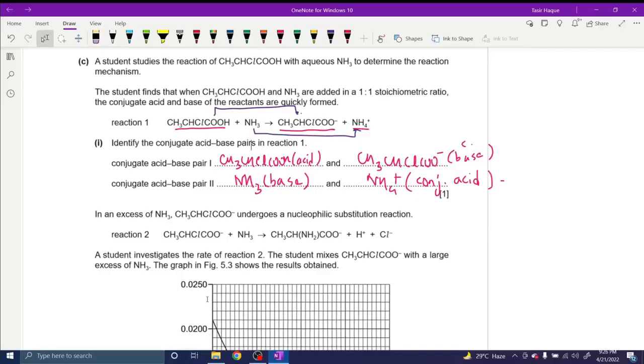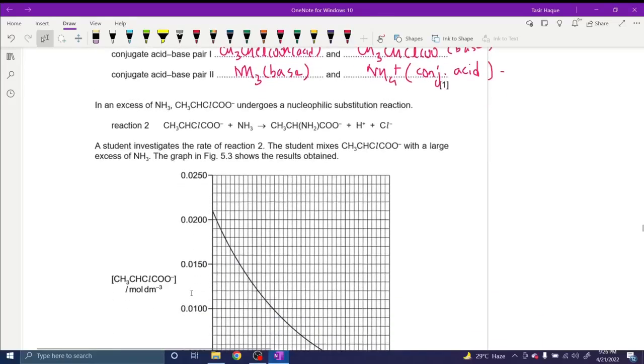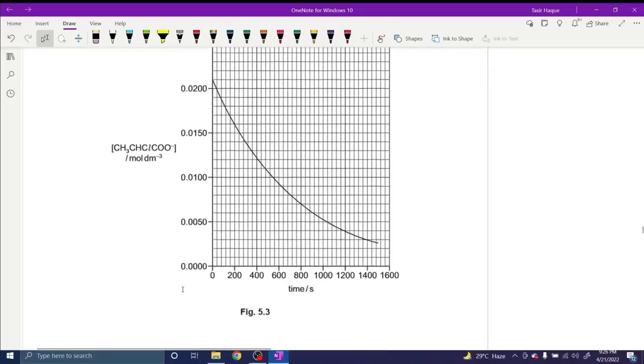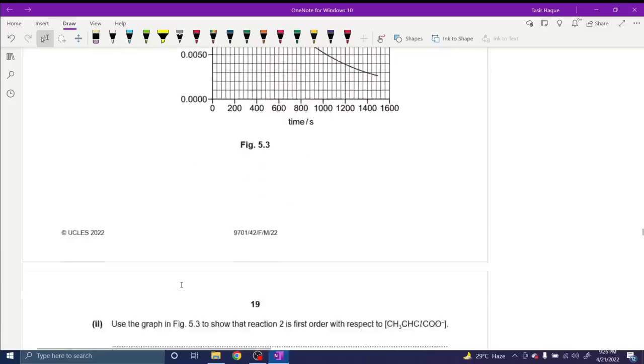In an excess of NH3, the carboxylate anion basically undergoes a nucleophilic substitution reaction. Okay, a student investigates the rate of reaction 2. The student mixes the carboxylate anion with a large excess of NH3 so that virtually the concentration of NH3 doesn't change. We only want to see how the rate changes when the concentration of the anion changes. Okay, this is what we're seeing.